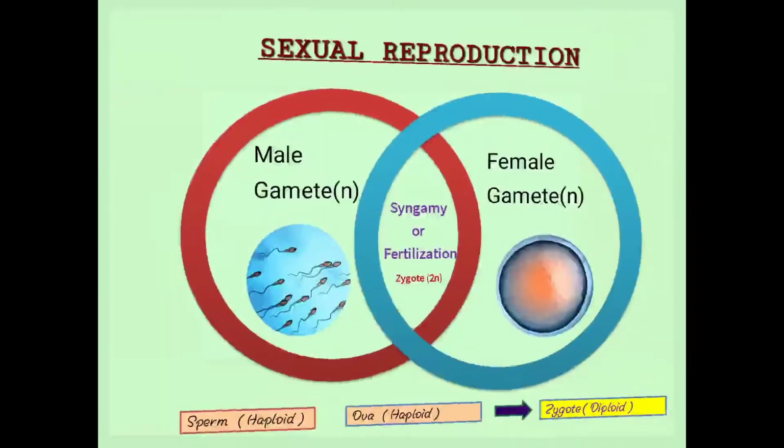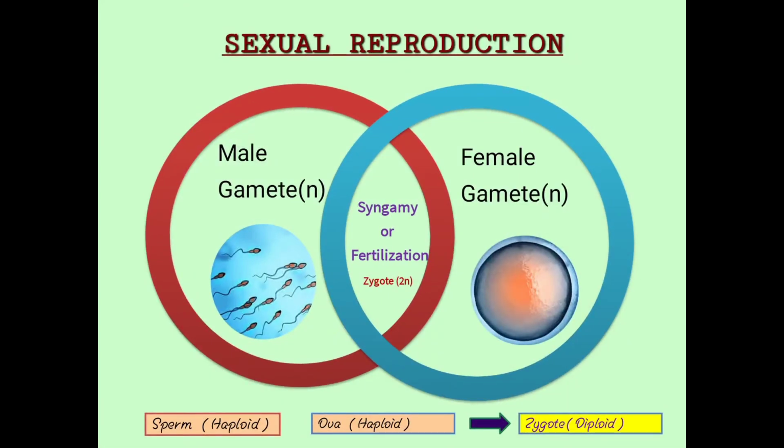So first one, what is sexual reproduction? You have already learned what is sexual reproduction. It is a fusion of male and female where both the parents are involved, where 2 parents are involved. That is what is known as sexual reproduction.